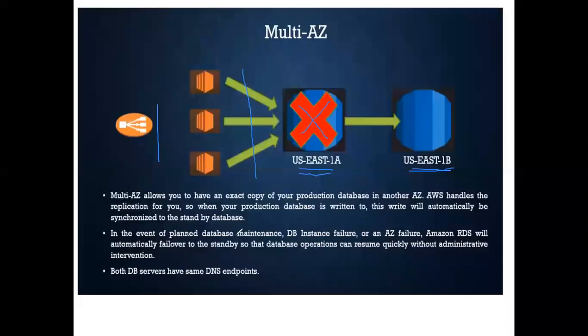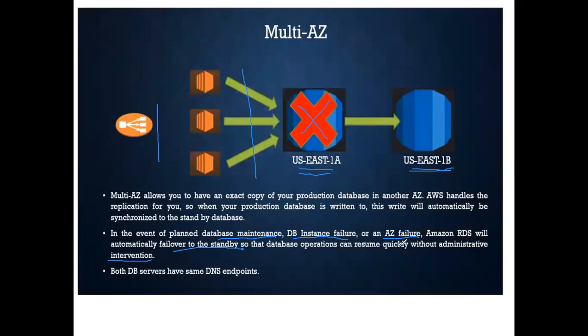In the event of planned database maintenance, when clients would otherwise experience downtime, or option 2, if there is an instance failure or availability zone failure, these are three scenarios: planned database maintenance, database instance failure, or complete availability zone failure. Amazon RDS will automatically fail over to the standby. It's not manual. The database operations will resume quickly without administrative intervention. You don't need a DBA to switch to the standby database. Automatically it switches to the standby database.